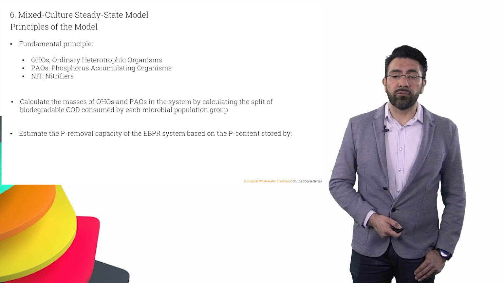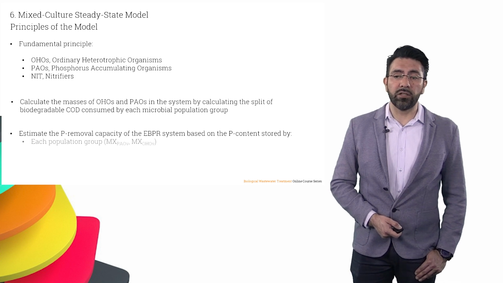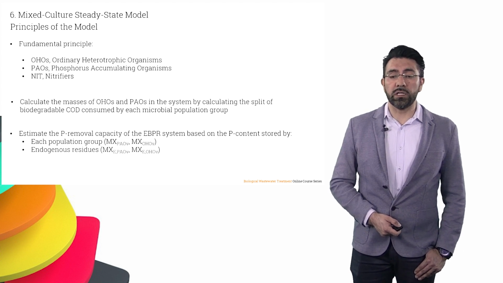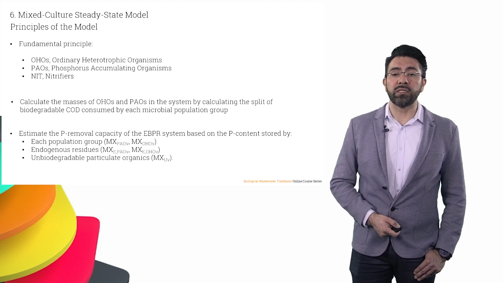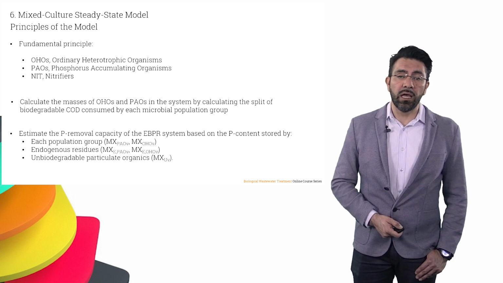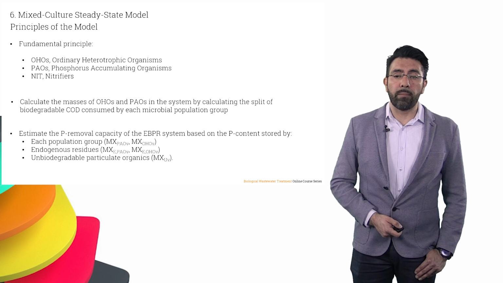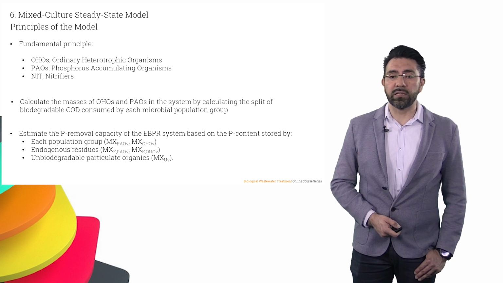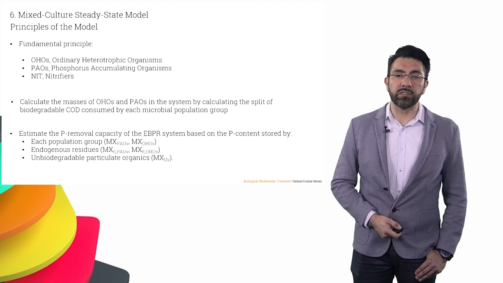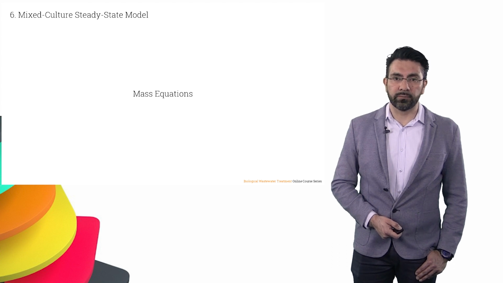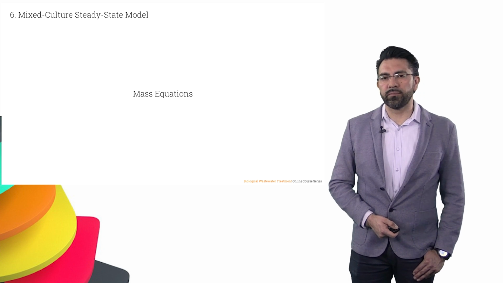With that, therefore, we can estimate the P removal capacity of the system based on how much is stored per each population group, also considering the phosphorus that may be present in the endogenous residues and in the unbiodegradable particulate organics that accumulate in the system and come from the influent that is treated in the wastewater treatment plant. What are the mass equations?